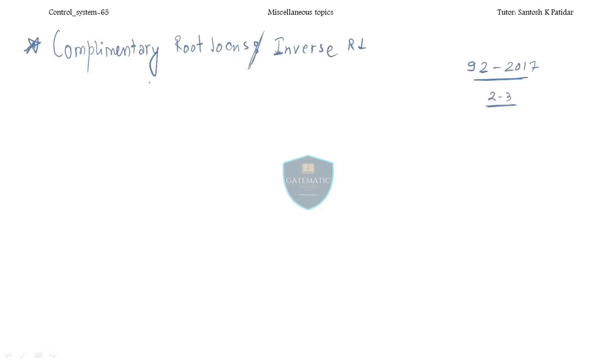Friends, whatever we have seen earlier was the direct root locus. In control systems generally we are dealing with negative feedback only, isn't it? So for the negative feedback, the characteristic equation will always be like this. Here the sign will be plus for the negative feedback. You know very well why.